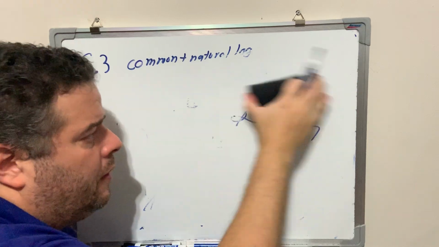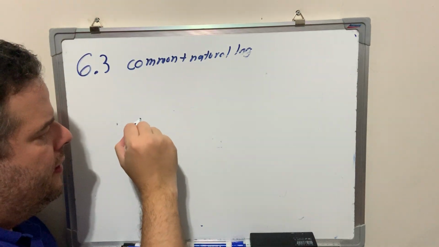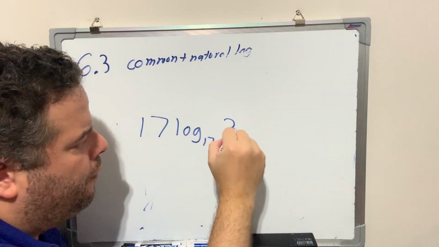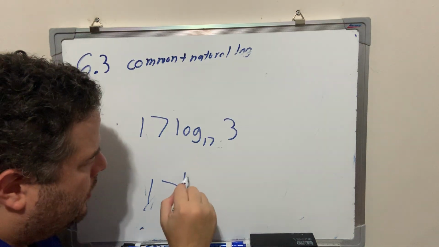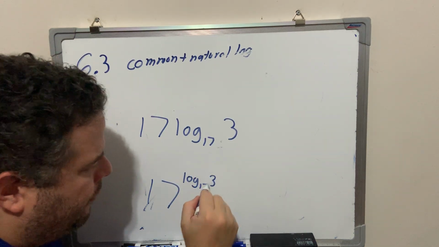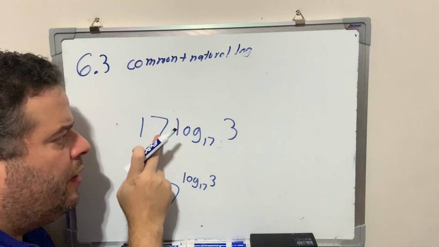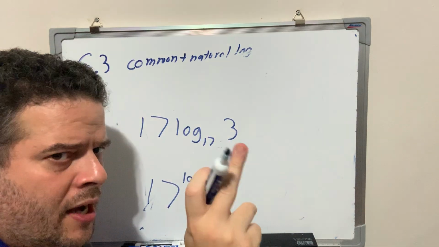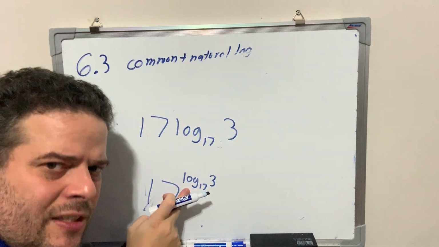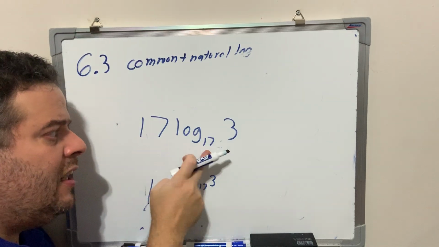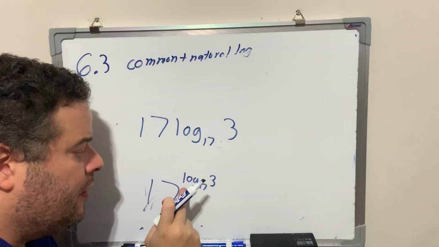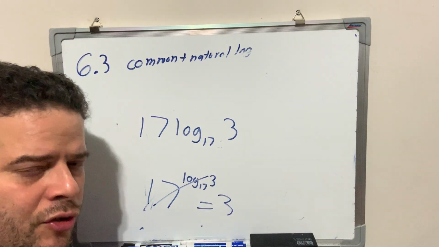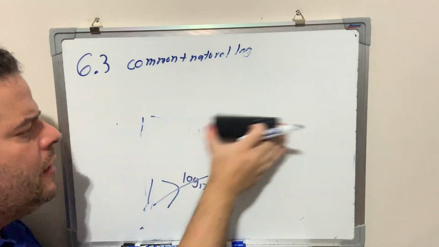Note, and it's very important, 17 log 17 of 3 and 17 to the log 17 of 3 are not the same expressions. Here, this is a multiplication. Multiplication and logarithms are not inverse. Here, it's an exponent, so you have to be very careful. Here, it would not cancel out. Here, since it's a power and a log, which is the inverse, it would cancel out, and this answer would be 3.